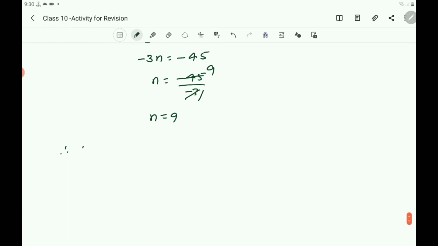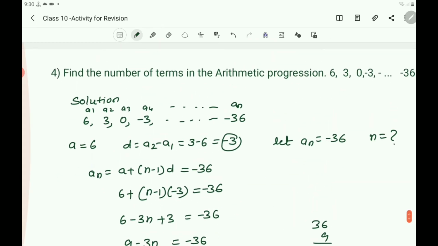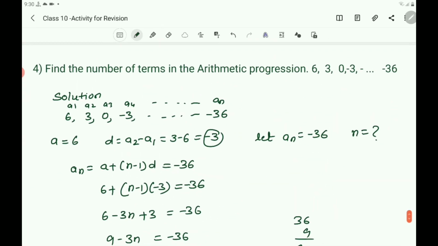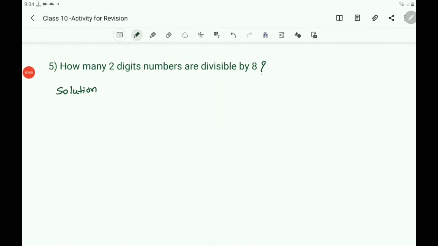Therefore, you write: in the given AP, there are 9 terms. Here the question is, how many terms are there? Find the number of terms in the arithmetic progression 6, 3, 0, minus 3, minus 36. That means we have to find n, and n we got. Now the fifth question.